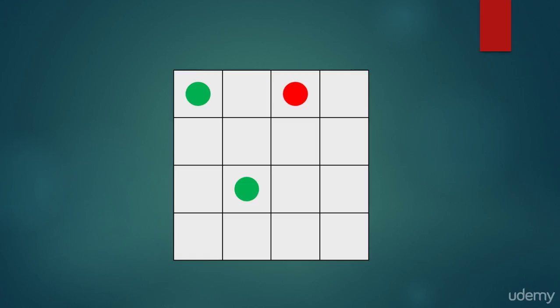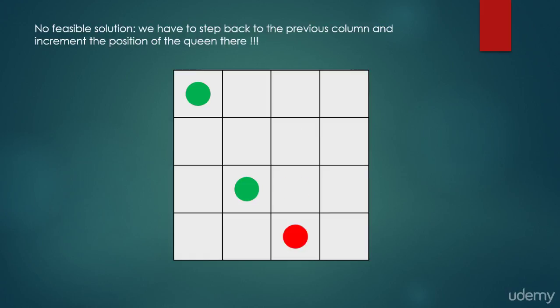This position is not good because the first queen can attack it, so we increment its position. This is not good also because queens can attack diagonally, and this isn't good either, and this is a wrong solution too. So there aren't any feasible solutions, so we have to step back, this is what we call backtracking, to the previous column and increment the position of the queen there.